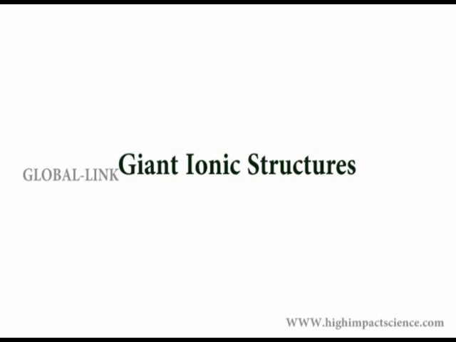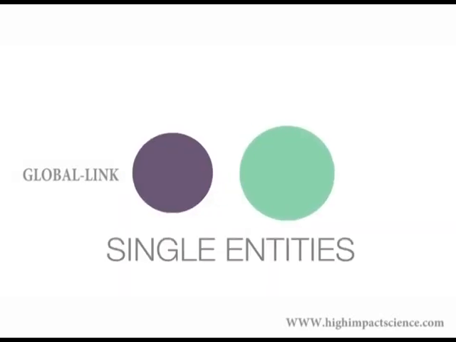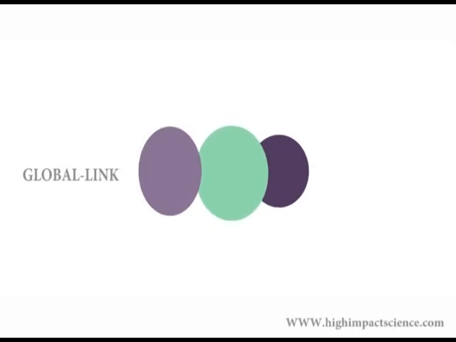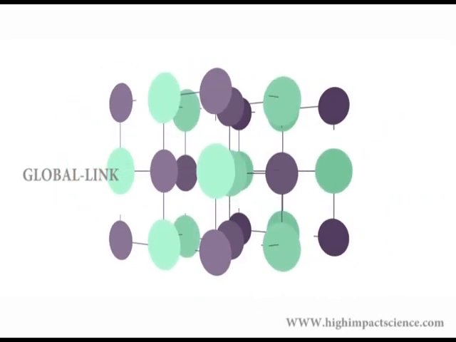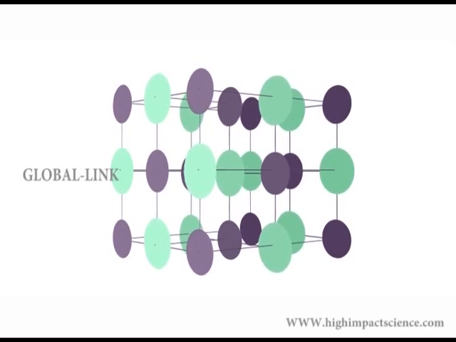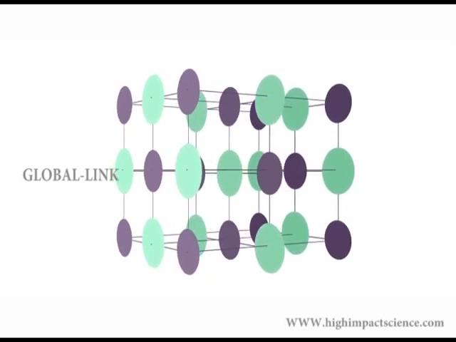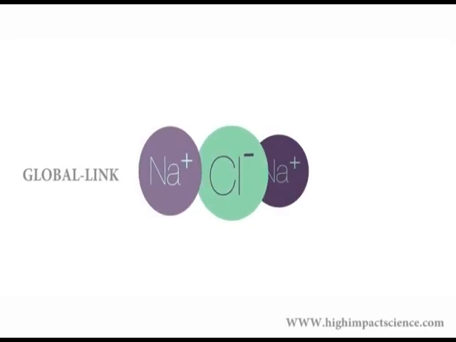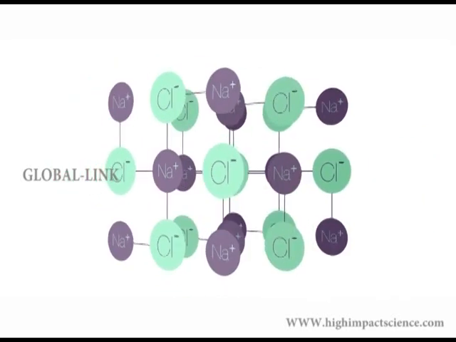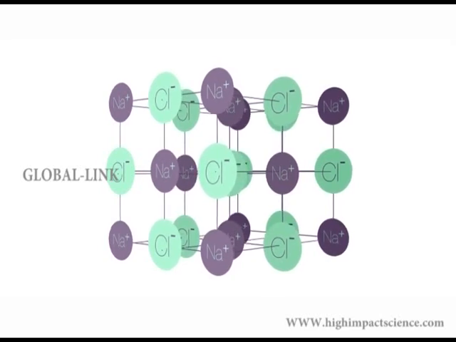Giant ionic structures. So far, we have looked at ionic compounds as single entities. Ionic compounds actually exist as large 3-dimensional structures known as giant ionic lattices. When we talk about sodium chloride, they are not individual sodium chloride molecules. Instead, the sodium and chloride ions are arranged in a regular repeating three-dimensional pattern known as a giant ionic lattice.